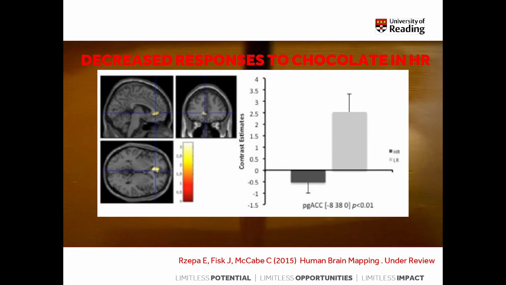And this is what we find. HR here just means high risk. What we found, again, is that in the light grey, these are young people with low symptoms, i.e. no symptoms of depression. And the dark grey is young people with symptoms of depression. You put them in the scanner, and again, you give them chocolate. And similarly, you find parts of the anterior cingulate decreased or not as responsive as young people with no symptoms of depression.